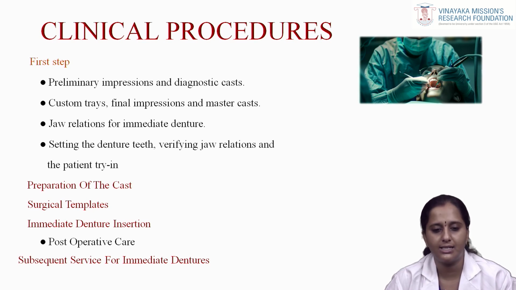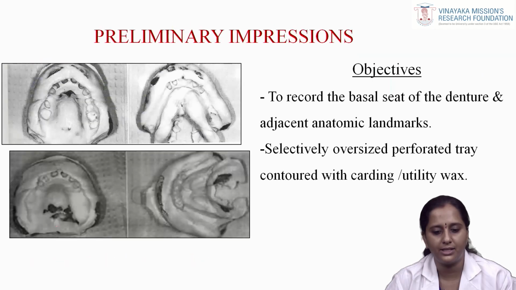And moving on, the next is the custom trays and the final impression and the master cast, and then we will proceed to the jaw relations for the immediate denture, and then preclinically we will be setting the denture teeth and verifying the jaw relations, and the patient try-in will not be done in this case. I have mentioned it because we will be doing the patient try-in if we are going for a conventional immediate denture. And next we will go for the preparation of the cast for the surgical templates, and then immediate denture insertion, and then the subsequent service for the immediate dentures.